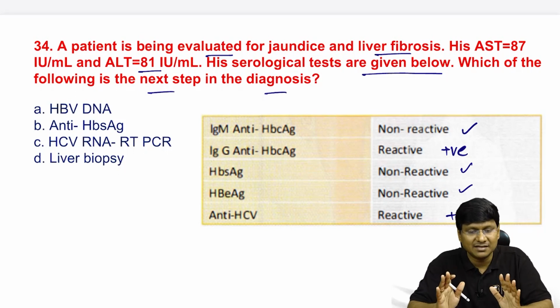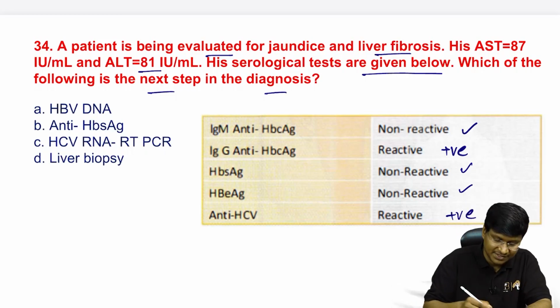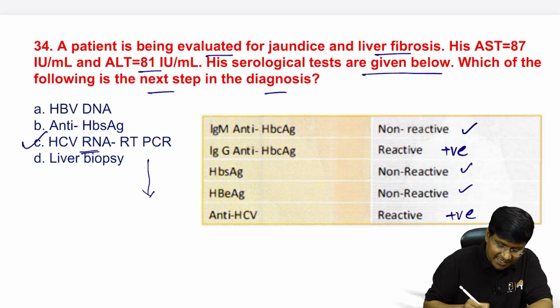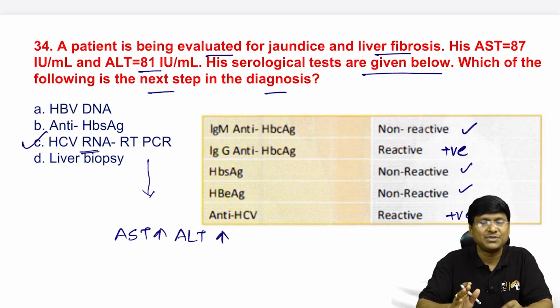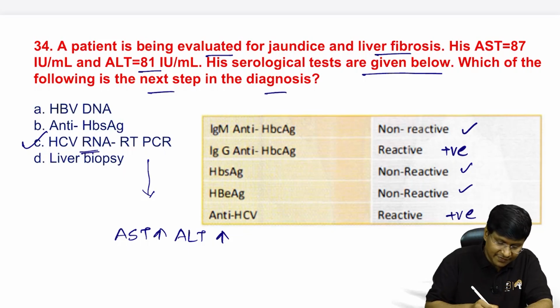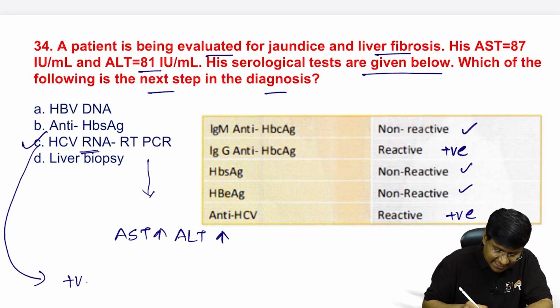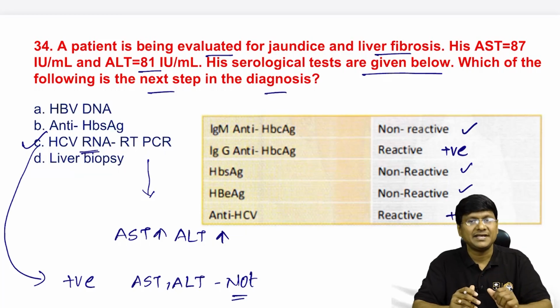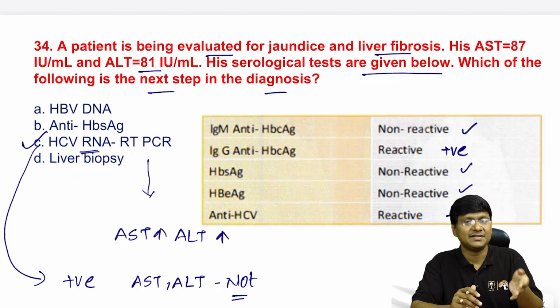So now what is the investigation that you need to do for HCV virus? You need to check for the HCV RNA levels. Now if the HCV RNA levels are elevated, and along with that your AST as well as ALT are also elevated, then you need to start the antiviral drugs. Now if the HCV RNA levels are positive, whereas the AST and ALT are not elevated, right?